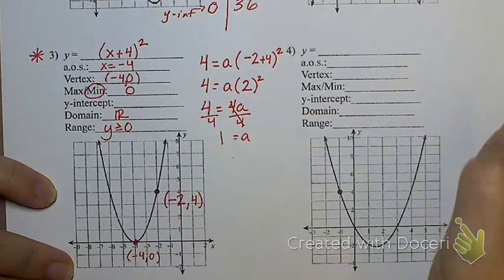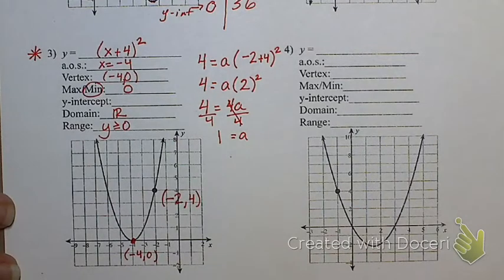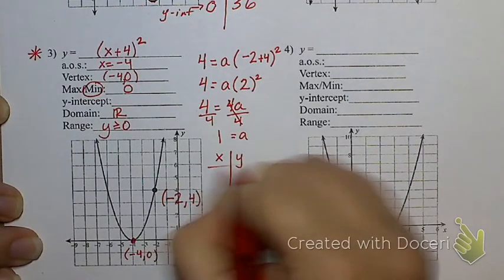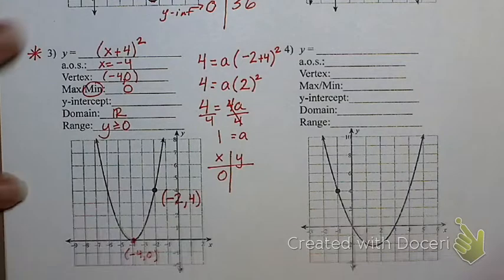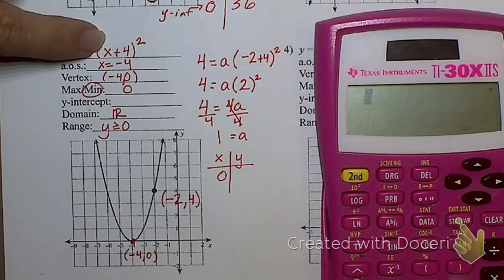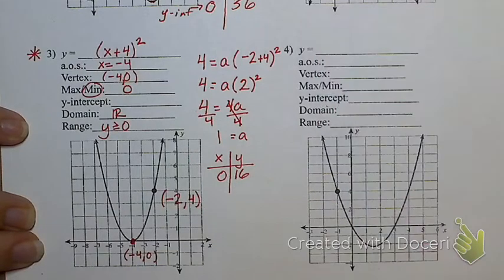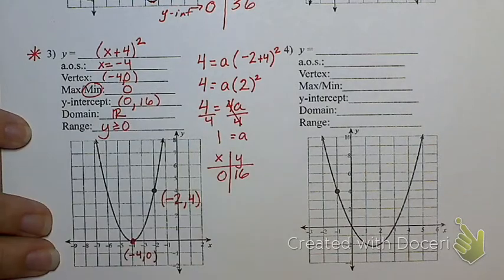What does that mean a is? 1. Do I need to write anything there for a equaling 1? No. Now can I find my y-intercept? Yes. How do I find my y-intercept? Plug 0 in for x. So if I plug 0 in for x, 0 plus 4 squared is 16. So what's my y-intercept? 0, 16. Not too bad?